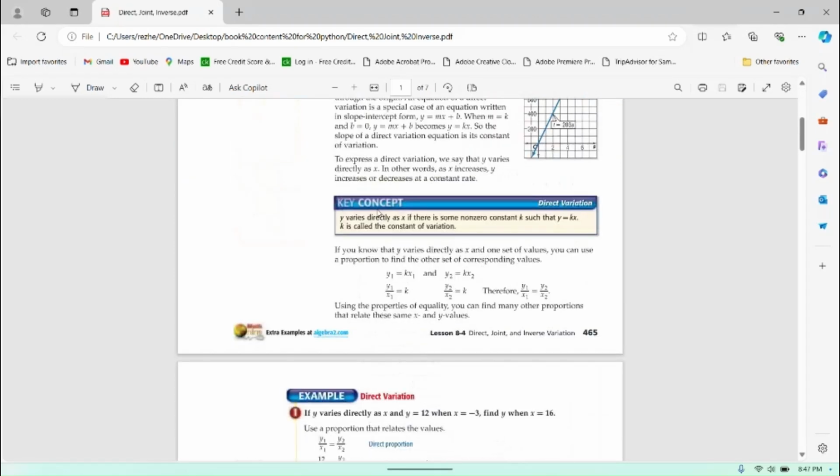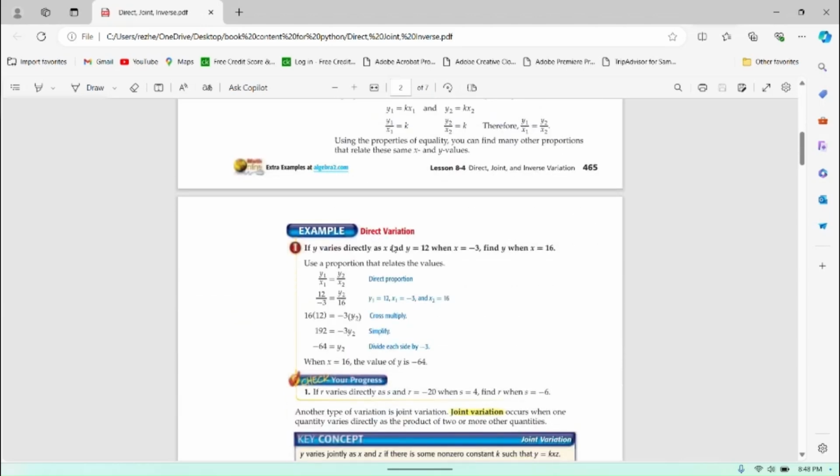All right, so here they have a key concept for direct variation. It says y varies directly as x if there's some non-zero constant k such that y equals kx. k is called the constant of variation. Direct is just a direct relationship between two things. If one is increasing, the other one is also going to be increasing, because our k will be constant. Then we have a direct variation example here. It says y varies directly as x, y is 12 when x is -3, find y when x is 16. They do the calculations and come up with an answer, y is -64. This isn't the approach we're going to use.